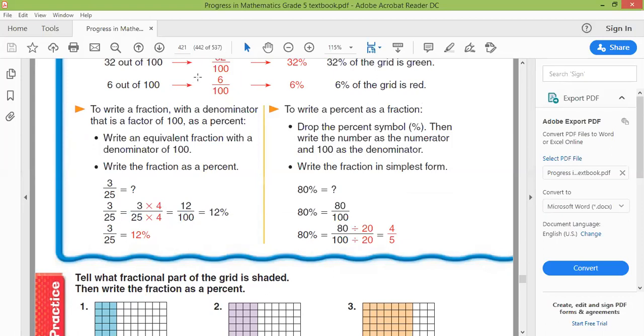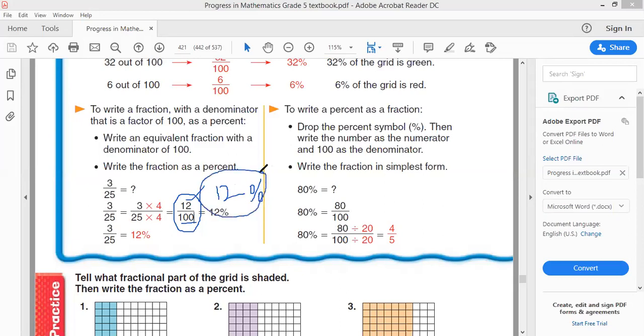Now this fraction is 12 out of 100. Whenever the denominator is 100, the numerator is the percent, so you can say that it's 12%. We will have some questions. We'll solve those questions, then you will understand more.